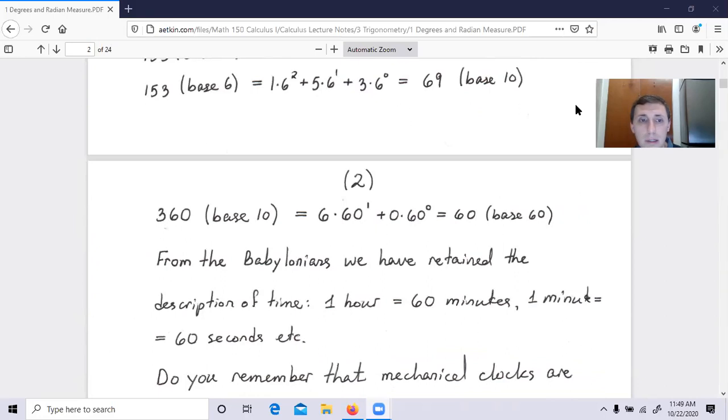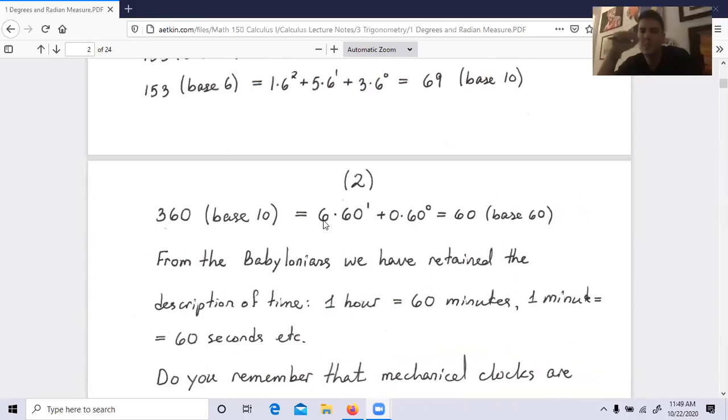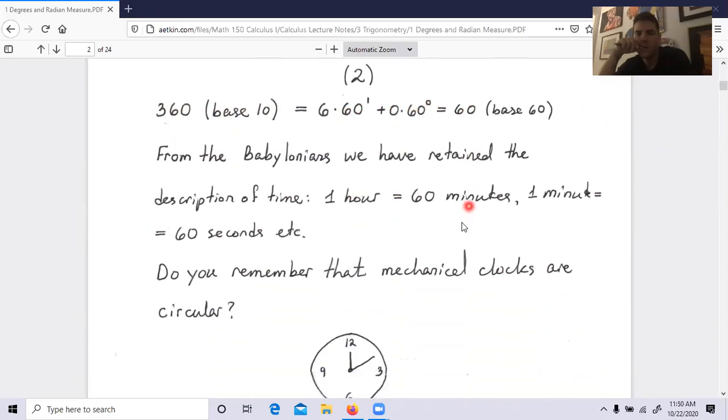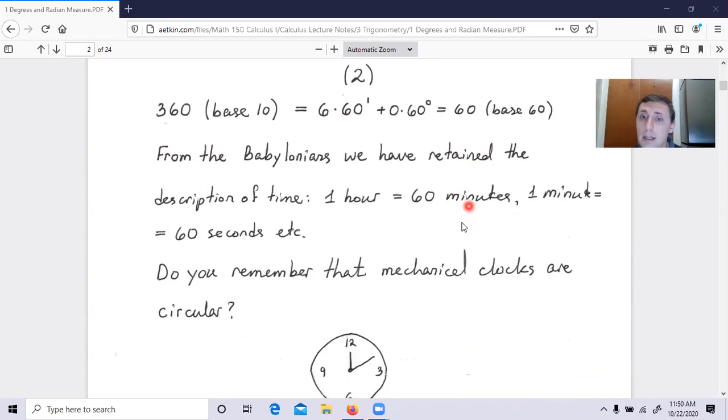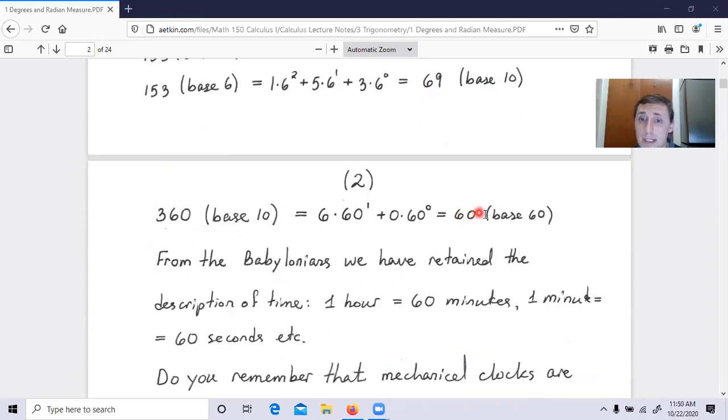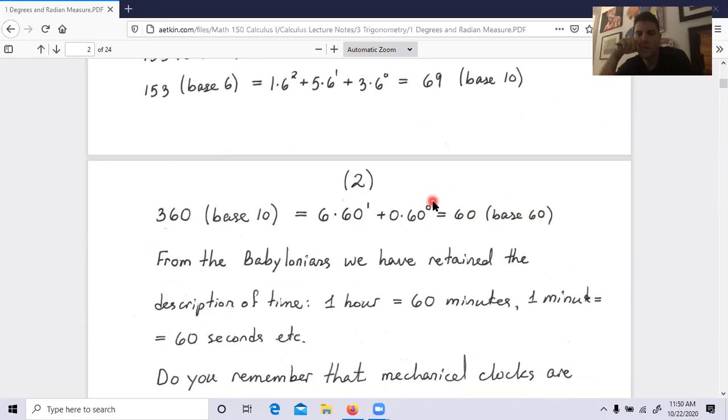Good. So 360, it's in base 10, right? In other words, when I say 360, usually without mentioning the base, I'm assuming this is base 10. What is it in base 60? It is 6 times 60 to the power of 1 plus 0 times 60 to the power of 0. So it's just 6 in base 60. You understand? In the Babylonian system, it looks like the number 60.